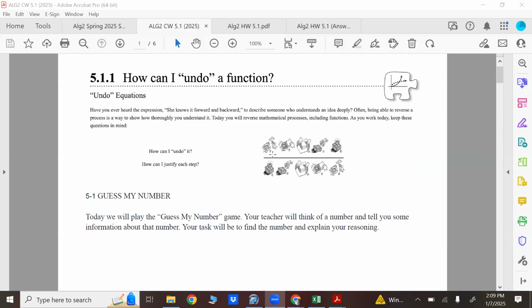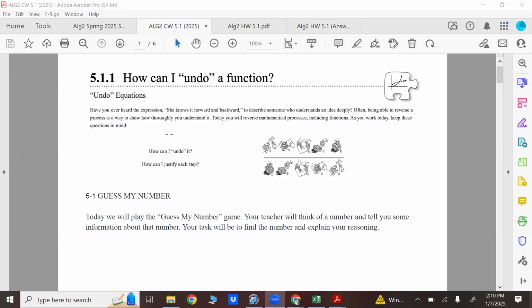Undoing equations. So that's what this section is all about. We're also going to use another term called inverse functions, which we'll talk about in a few minutes. Let me read the little blurb here. Have you ever heard the expression, she knows it forward and backward? It describes someone who understands an idea deeply. Often being able to reverse a process is a way to show that you thoroughly understand it. Today, you'll reverse mathematical processes, including functions.